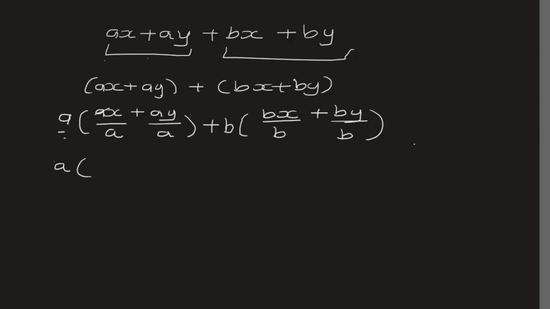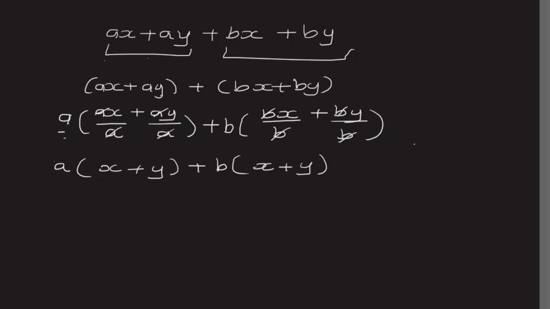So a will cancel out with a, and then we'll be left with x. Then a here will cancel out with a again, and then we're going to have y. Close the bracket. Then what we're going to have here is plus, sorry. Then we're going to have b here, and then this b will cancel out with that b, and we'll only be left with x. This b here will cancel out with that b, and then we'll only be left with y.